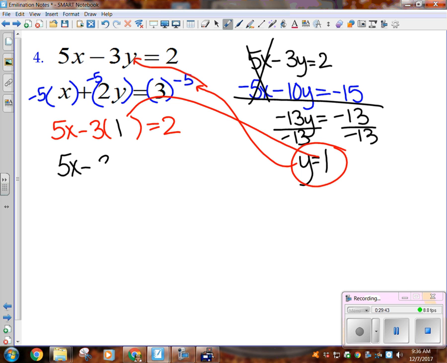5x minus 3 times 1 is 3. What do I do? I need to add 3. To take 3 to the other side becomes positive 3. So I get 5x is equal to 5. Divide by 5.